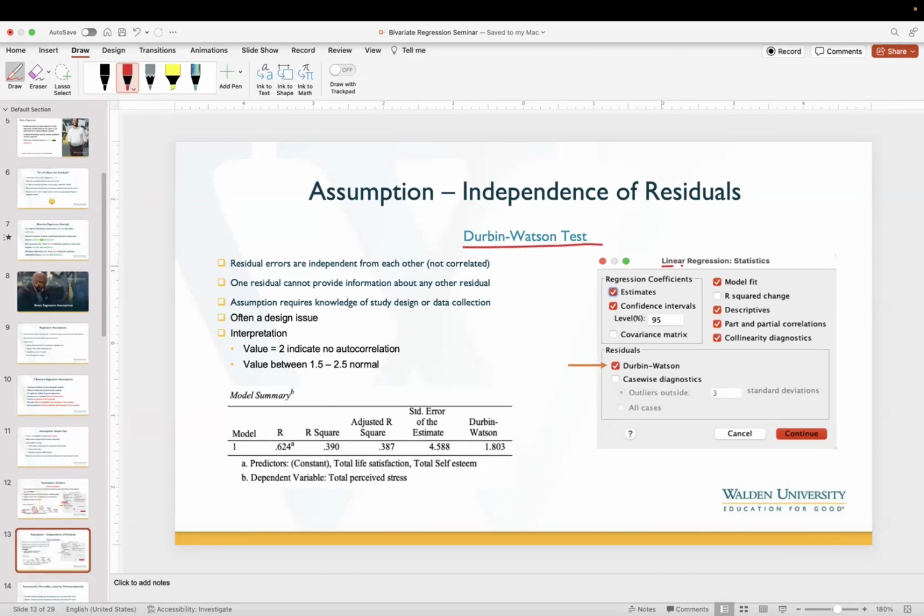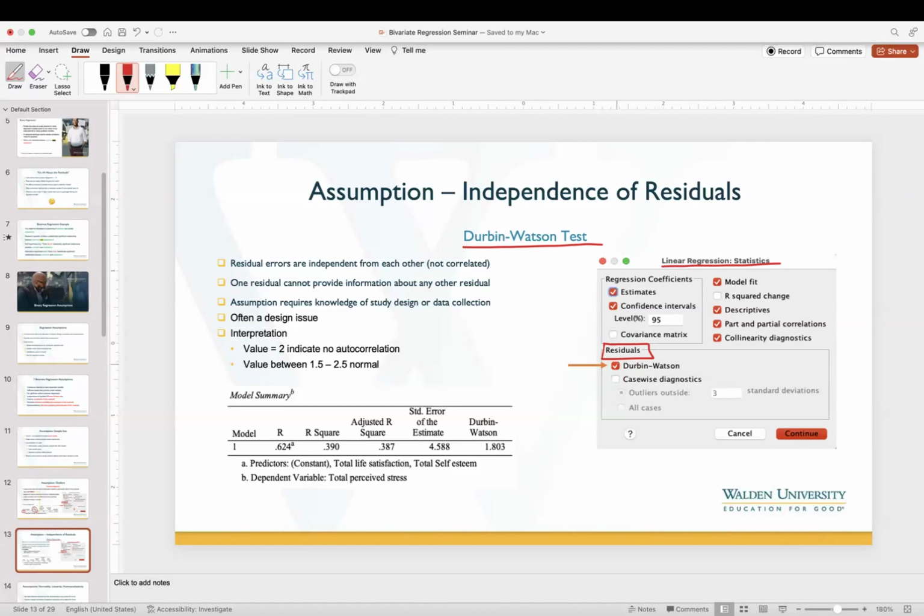Notice this is the same dialog box that we just looked at. So a lot of this is all done from one dialog box. You make sure, remember again, we are looking for the residuals, and we select the Durbin-Watson. Before we had case-wise diagnostics, which was looking for the outliers. So you would really select both of these to cover outliers and case-wise diagnostics, okay?